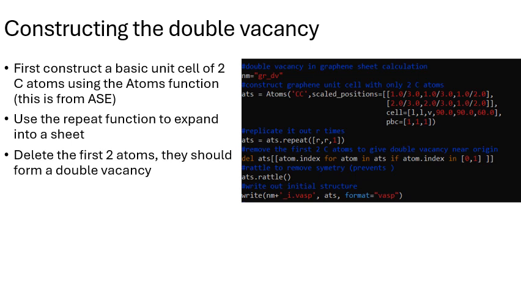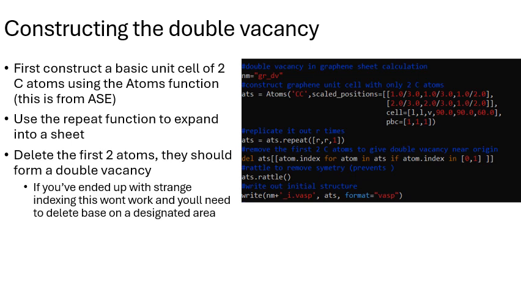These first 2 atoms should be the ones in the lower left corner. If not, if the indexing is a bit messed up, you'll have to use a sort of an area function to remove this. ASE can be a bit difficult removing atoms. It's very easy to add them, not so easy to remove them.